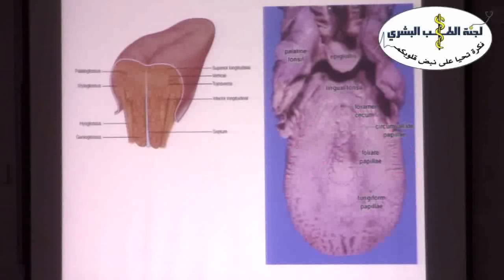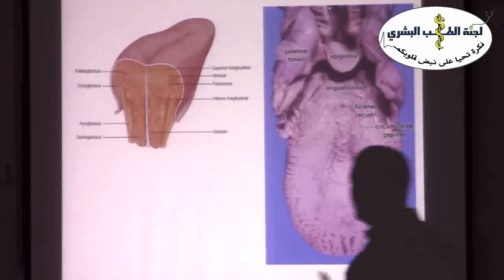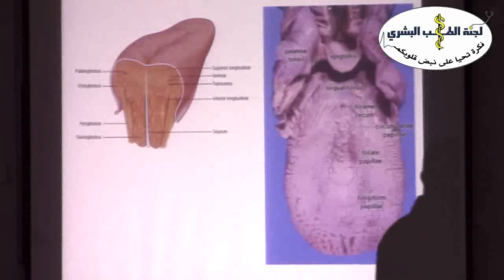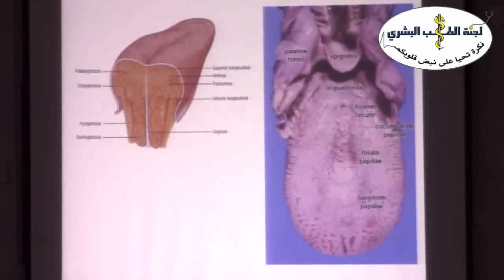So any taste sensation, sweet, salt, bitter, sour, whatever, and umami, you will taste it in any of these taste receptors, located either in the fungiform, on the foliate, or on the vallate. What we call the tongue map of taste is totally a misconception. Remember this, it's a myth.